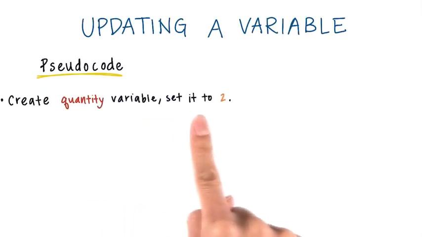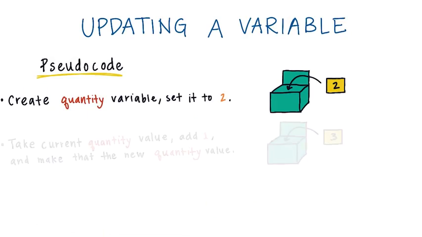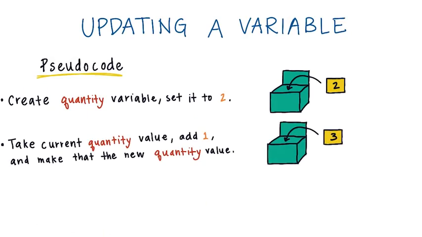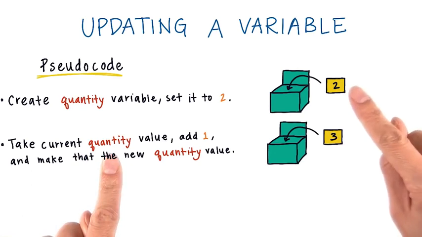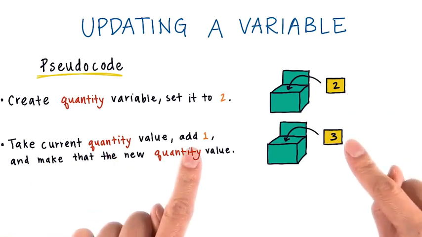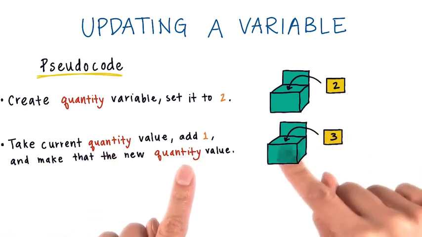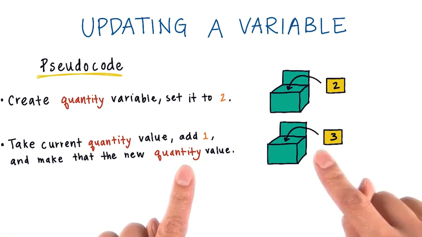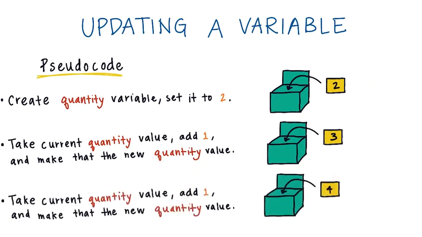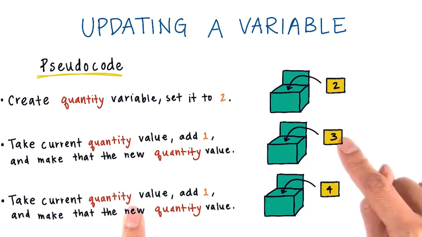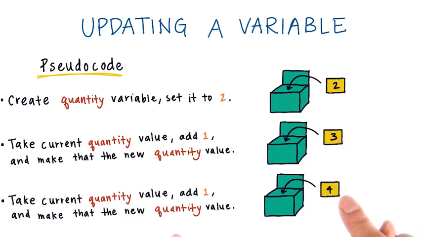Assume that we've already created a quantity variable and set it to 2. When the plus button in the app is pressed, we're going to take the current quantity value, which is 2, add 1 to it to make it 3, and then store that as the new value inside the quantity variable. If we hit the plus button again, then we're going to take the current quantity value, which is now 3, add 1 to it, which makes it 4, and then store that as the new value inside the variable.